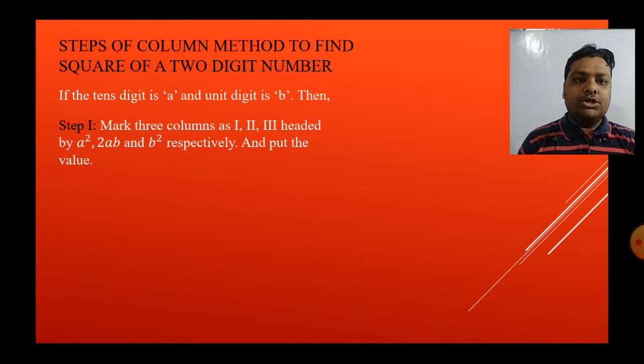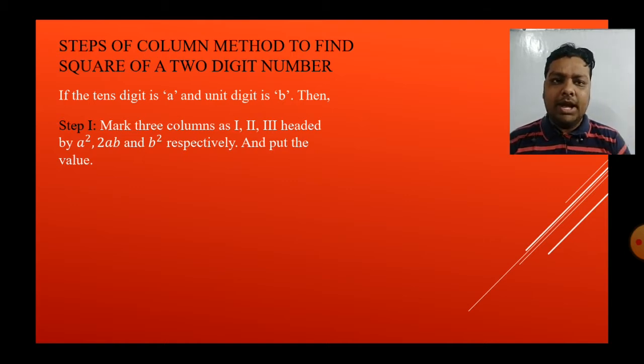Now the first step: mark 3 columns as 1, 2, 3, headed by A square, 2AB and B square respectively. As we know, if we separate any two-digit number, say 52, we can write 52 as 50 plus 2. Here A and B are the two digits. It means (A plus B) whole square is equal to A square plus 2AB plus B square. So this formula we will apply here.